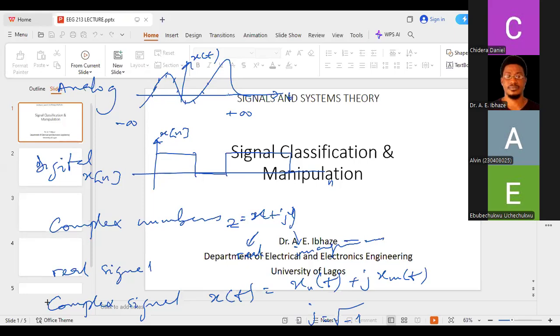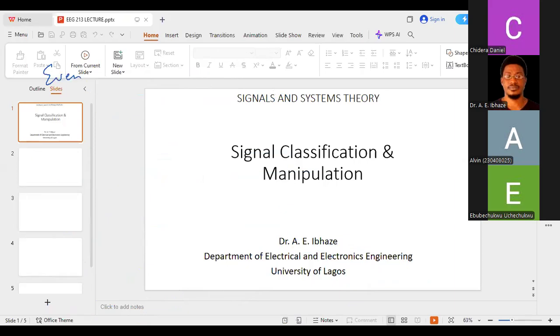And this also, now that we have complex signals, brings us to even and odd signals. Okay, so Chidera, go ahead, please.